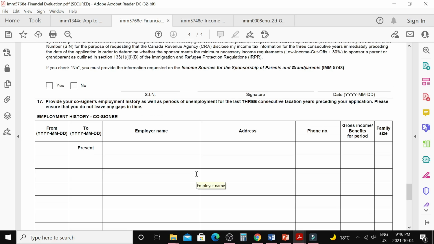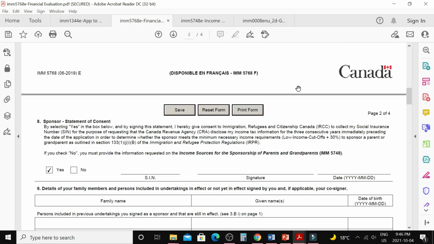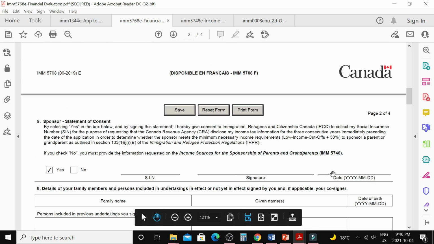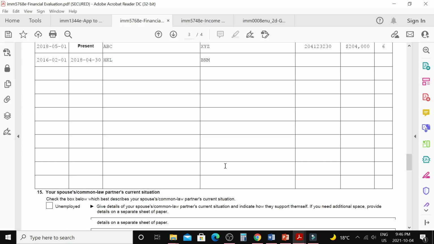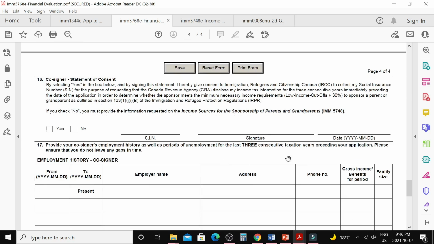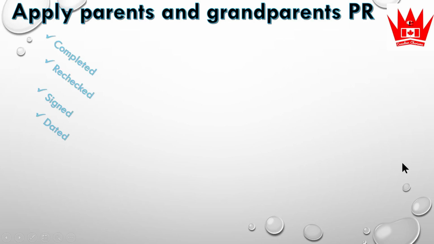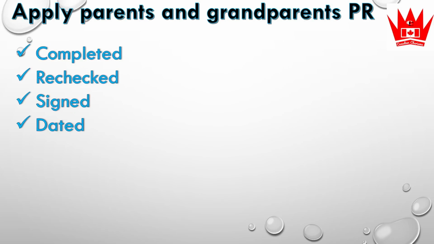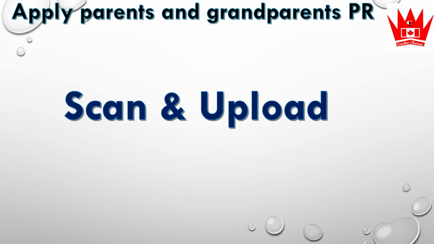After completing this form, print it out and then the sponsor needs to sign and date the form here by hand in question number 8, and the co-signer needs to date and sign the form here in question number 16 by hand. Once you have completed, signed and dated these forms, you need to scan them and upload them in the given intake in your parents and grandparents account.